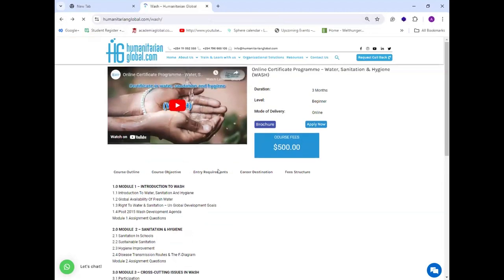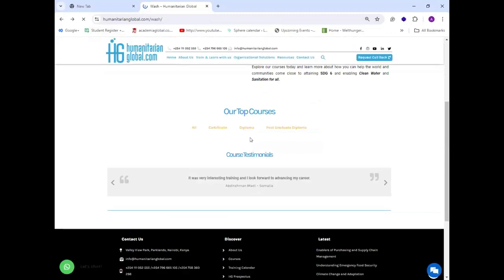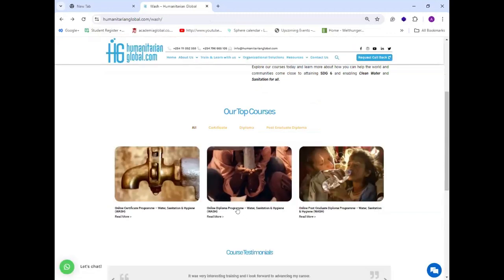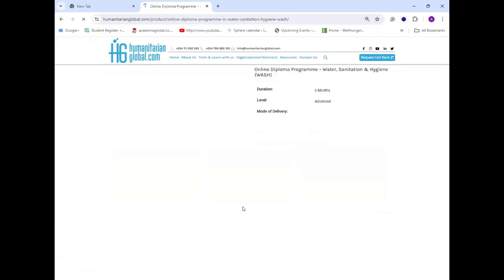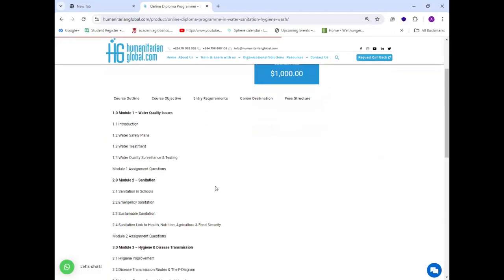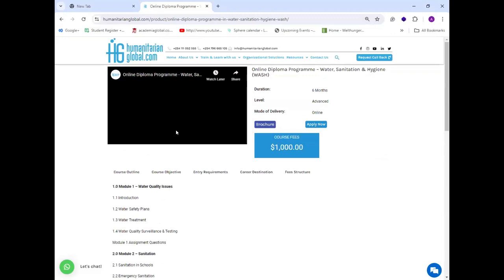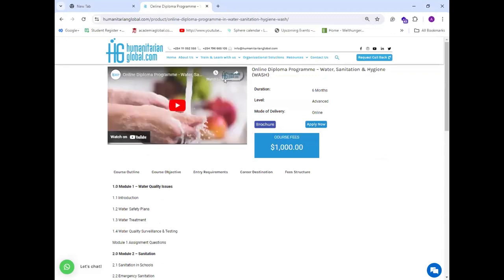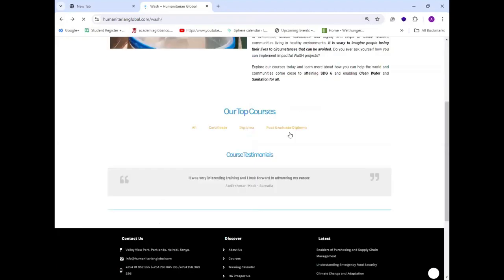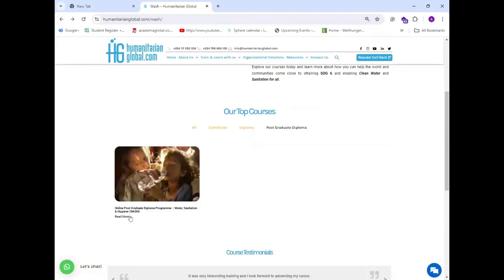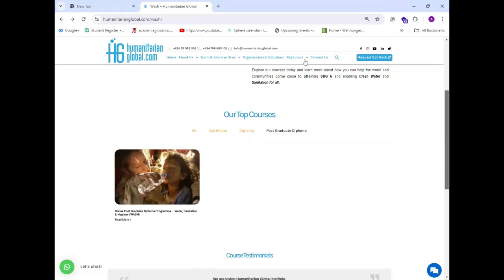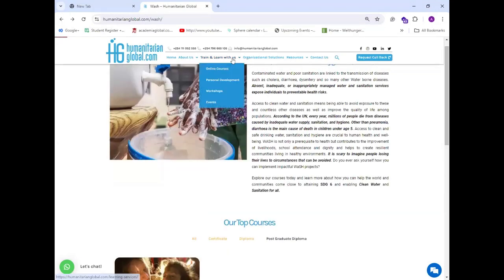The other level is the diploma level course. And because of time, I'll not be able to run you through the outlines. You can have a look at them. And this is going to take a period of months. You can also register for this one. And then finally, we have the postgraduate diploma level as well in water sanitation and hygiene. This is a course taking a period of 1 year. So with that, in case you have queries about these courses, do chat with us on the chat section, and then we can guide you.